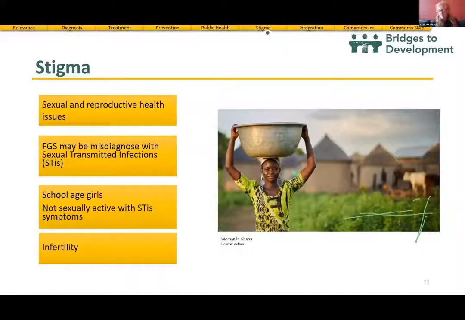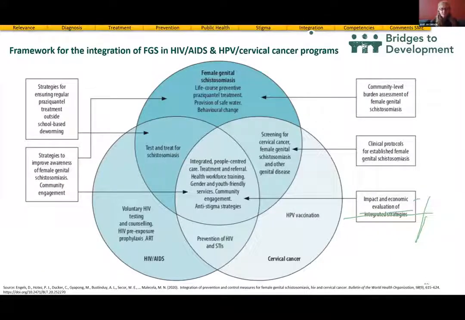And this can be a very big issue when we talk about school-age girls who are not sexually active and people believe that they have a sexually transmitted infection. So stigma is a big piece of this, and erasing that stigma and getting people the care that they need is also a huge priority. And there have been some really interesting stories around this where women have been misdiagnosed and had that stigma associated.